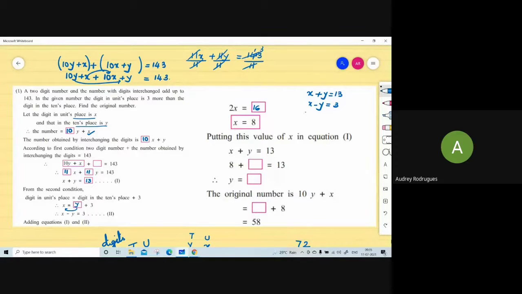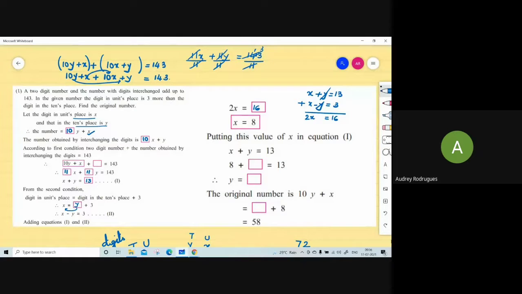Netra, can you help me in checking whether the answer is right? Yes, teacher. So x plus y is 13, x minus y is 3. So what we got to do, add or subtract, Netra? We need to add, teacher. Okay. So x plus x will give? 2x. And what about these y's? Y will be cut. Okay. 13 plus 3 is equal to 16. Okay, so your answer was correct, Sham.